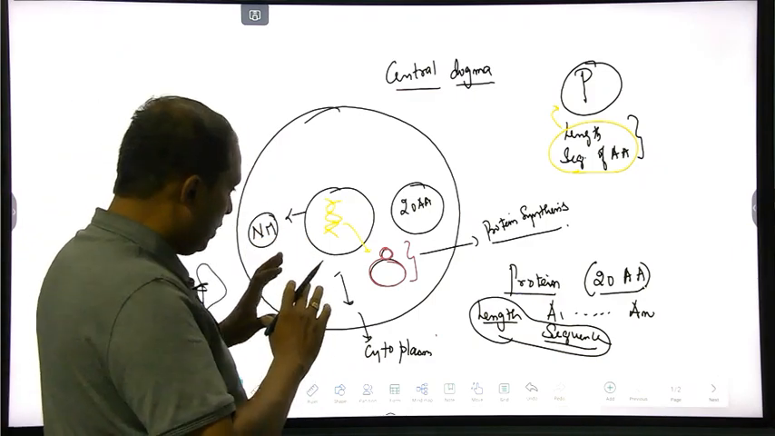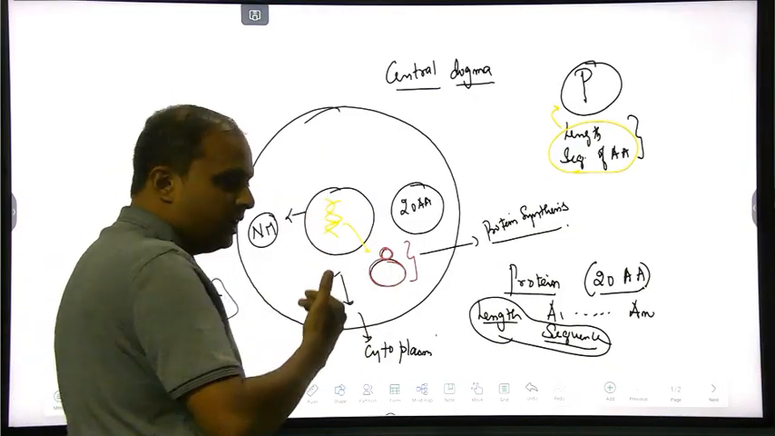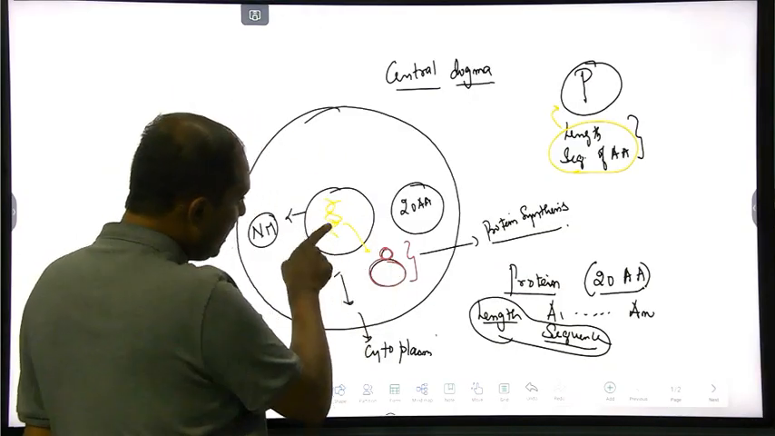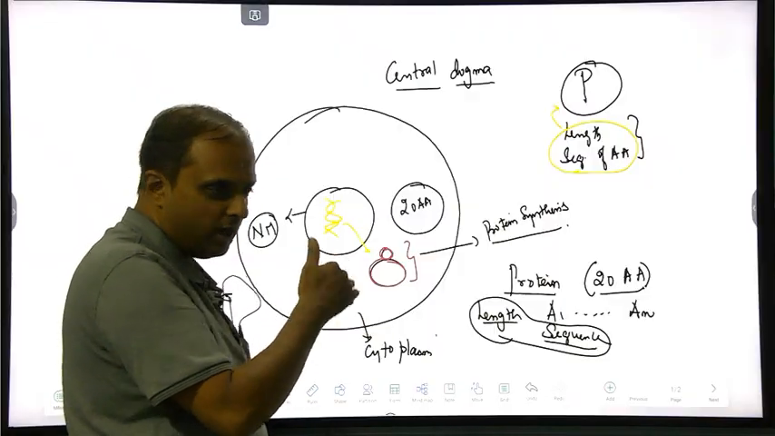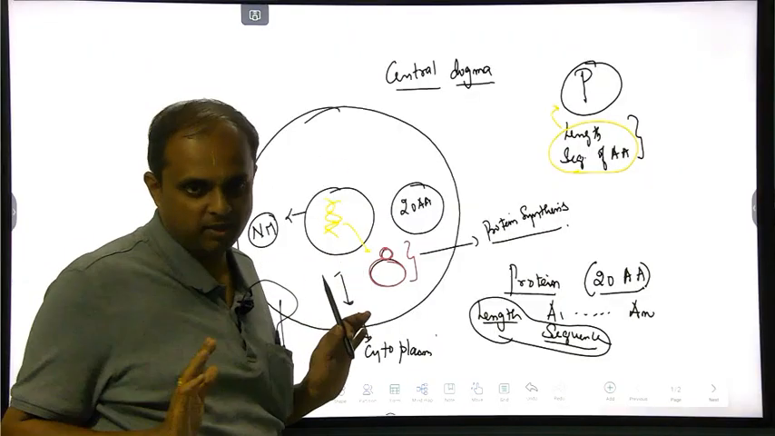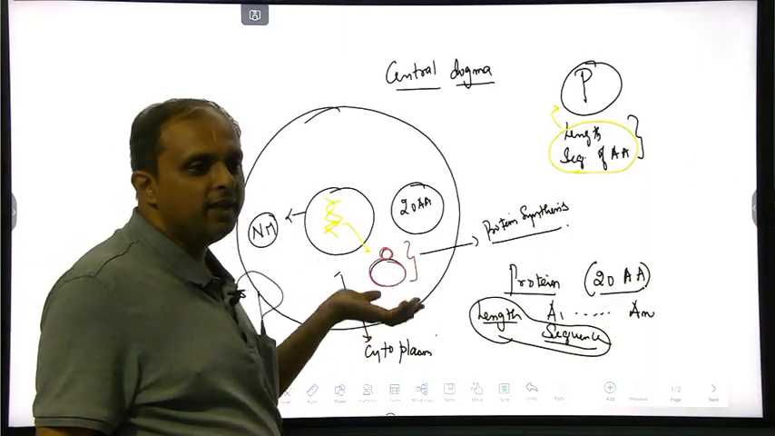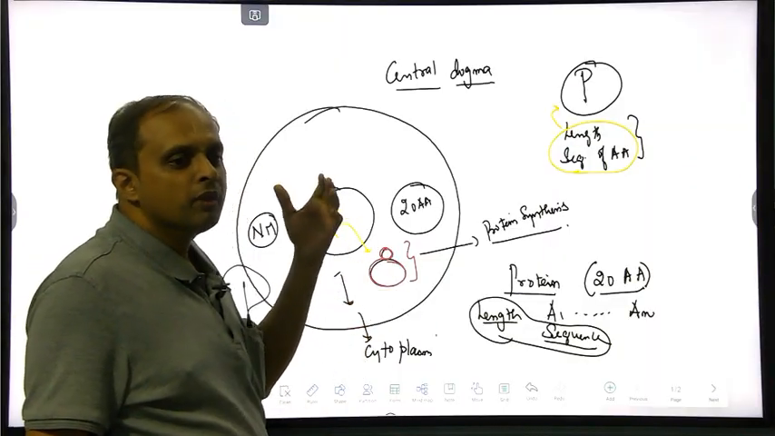Now the concept is this: the ribosome has to get the information from the DNA, for which either the DNA has to come out of the nucleus or the ribosome has to move inside the nucleus. Neither case is possible, because there is something called the nuclear membrane which will not allow either the DNA to come out or the ribosome to get in.